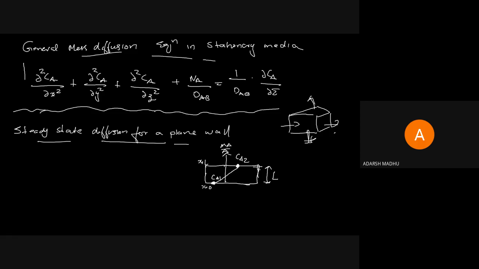The mass concentration of fluid at opposite walls are CA1 and CA2. Thickness is L. So, considering diffusion along the x-axis only.